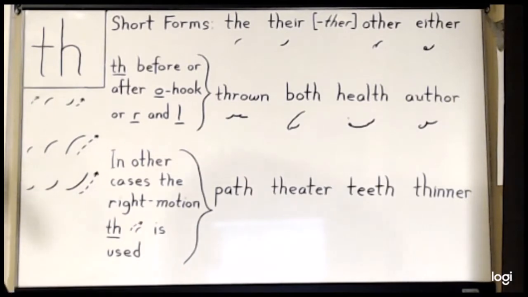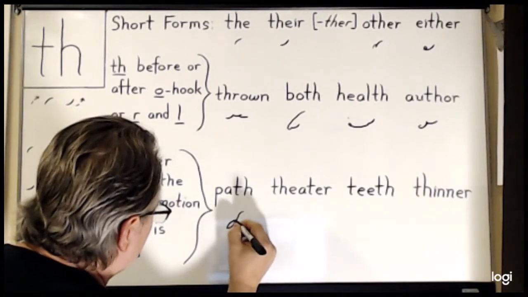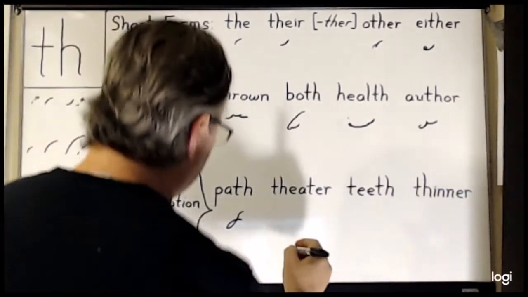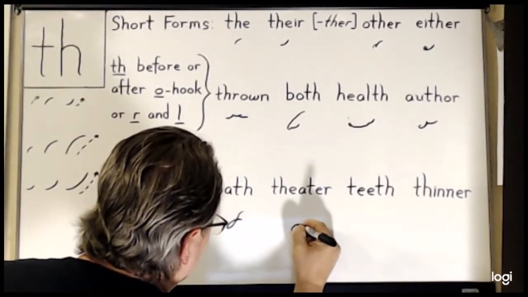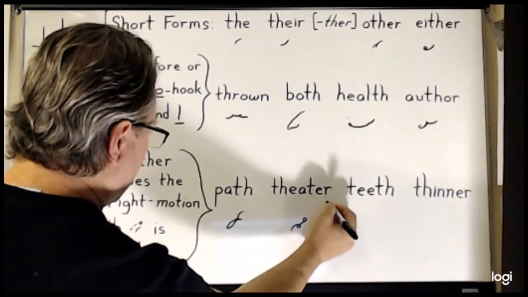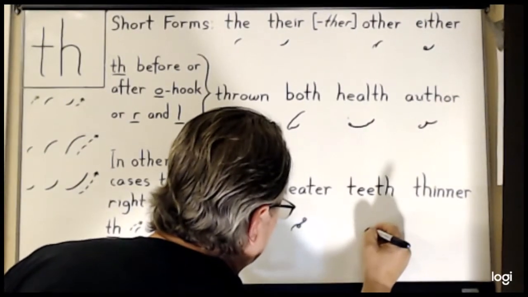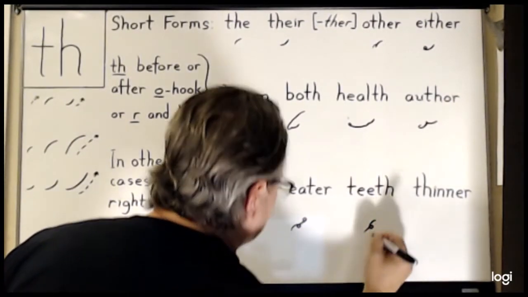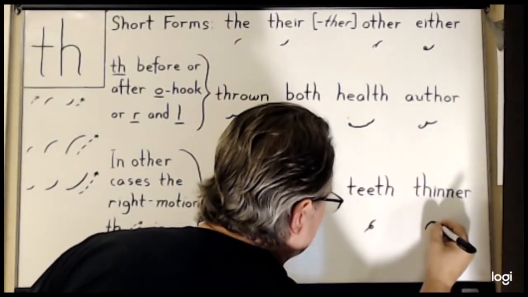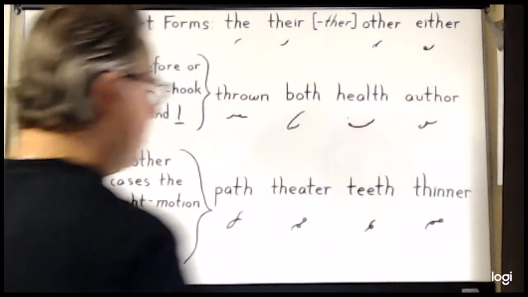Like in these words, for the word path, it is just P, A, and the right motion TH. For theater, it's the right motion TH, E, T, and reverse E to represent the sound. For the word teeth, it is T, E, TH. And for the word thinner, it is TH, E, N, and reverse E for the ER sound in thinner.